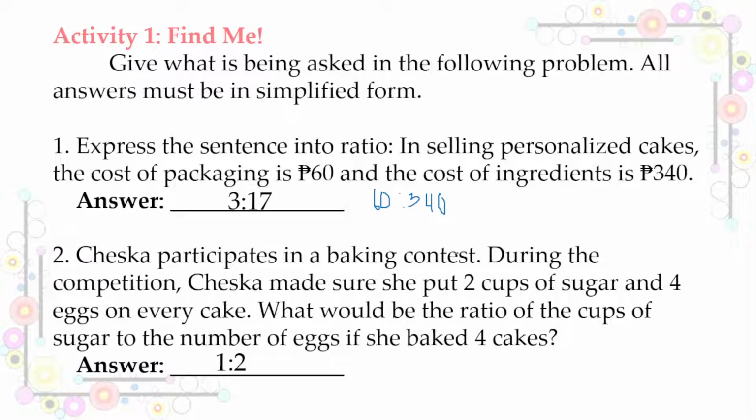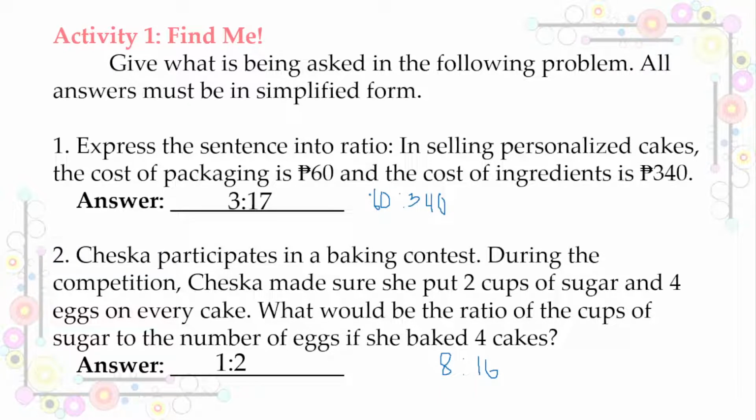Why? Because she baked 4 cakes. So in every 1 cake, there are 2 cups of sugar. So 2 times 4, we have 8. And then in every 1 cake, there are 4 eggs. So 4 times 4, we have 16. So we simplified it by dividing both by 8. So we have 8 divided by 8, we have 1. And 16 divided by 8, we have 2.